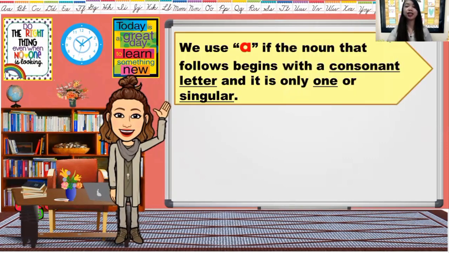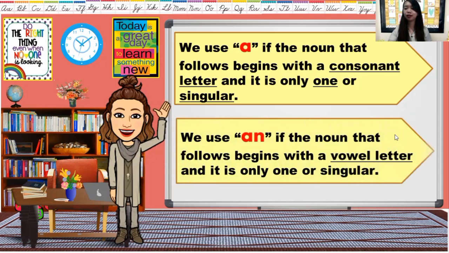Okay, so we use a if the noun that follows begins with a consonant letter and it is only one or singular. Also, we use an if the noun that follows begins with a vowel letter and it is only one or singular. So for a, it's for consonant, and an, it's for vowel, okay?